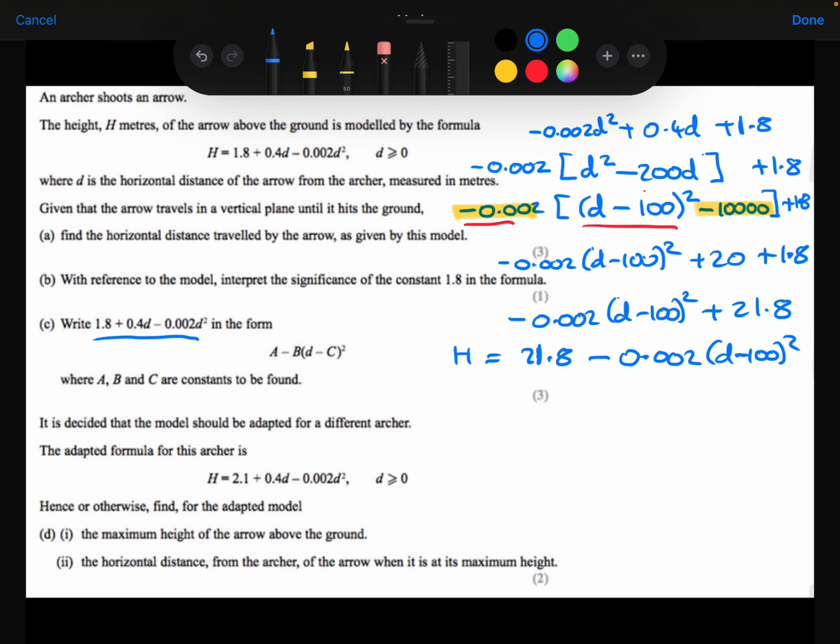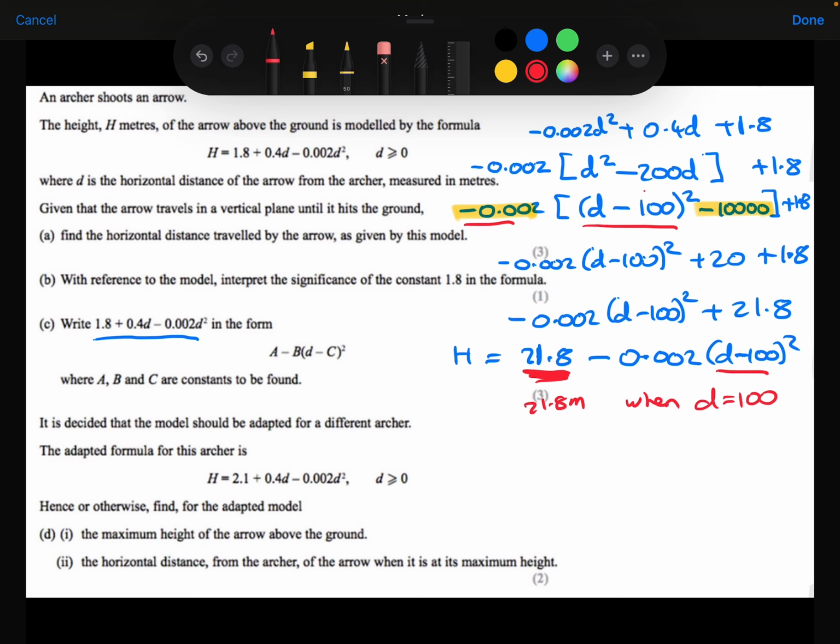Right, before we carry on with the rest of the question, let's just remind ourselves what this says, because it will be helpful. The completing the square format is telling us that the maximum height is 21.8 metres when the horizontal distance is 100. So when the arrow has travelled 100 metres in the horizontal direction, it will be 21.8 metres above the ground, and that is the maximum height it's going to get to. That's what that is saying. Right, let's carry on with the rest of the question.